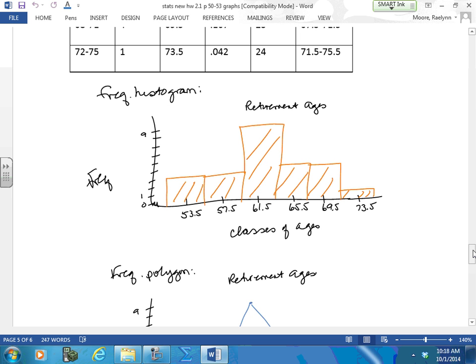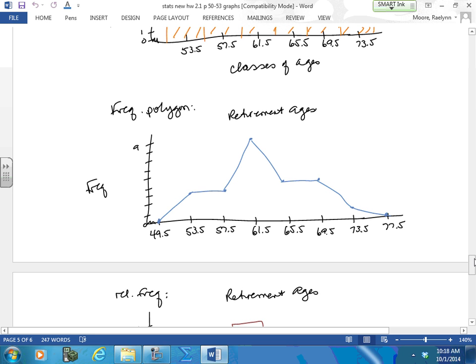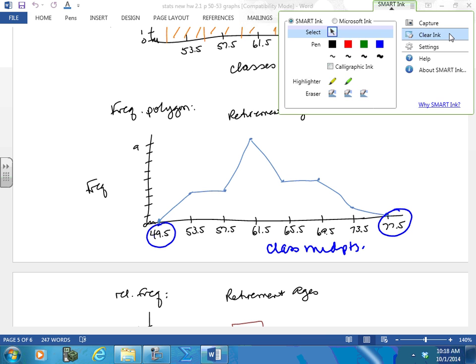What else is in here? You guys tell me if you have any questions. It's basically the same as before. Your frequency polygon, again, I use the midpoints. These are your class midpoints. And drop it down and raise it. Because otherwise your graph is going to sit in the middle of your paper. Questions? No? Okay.